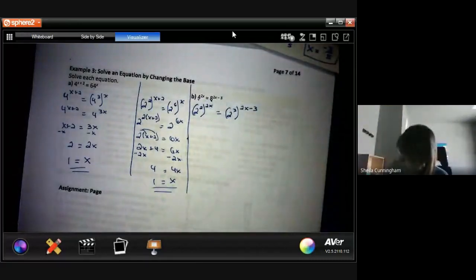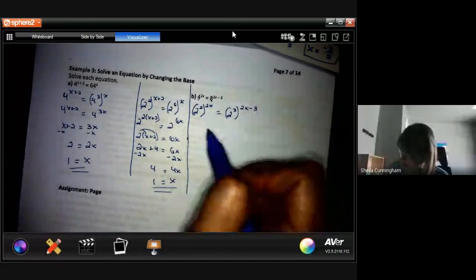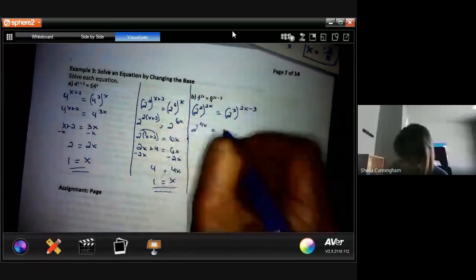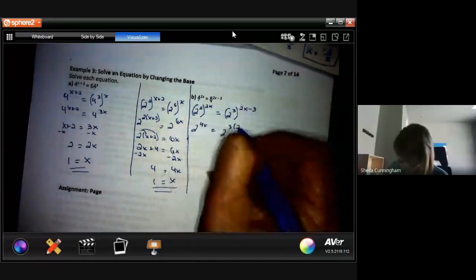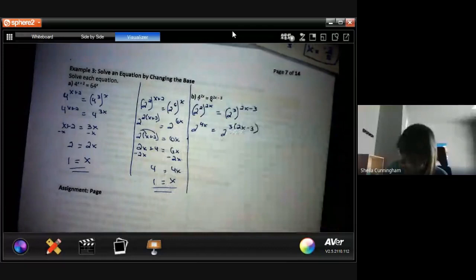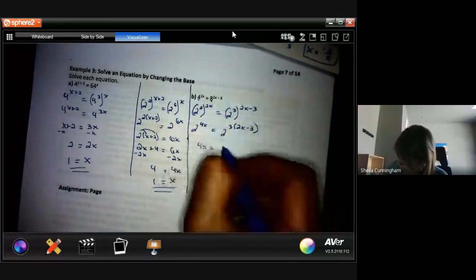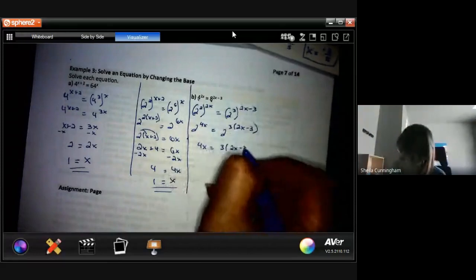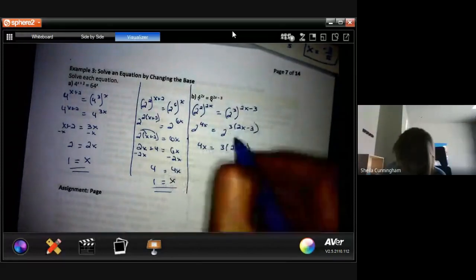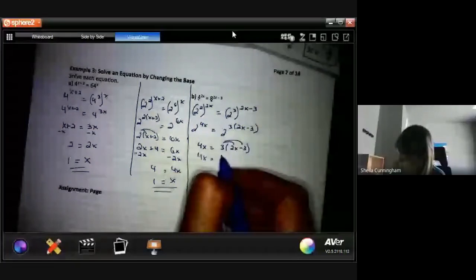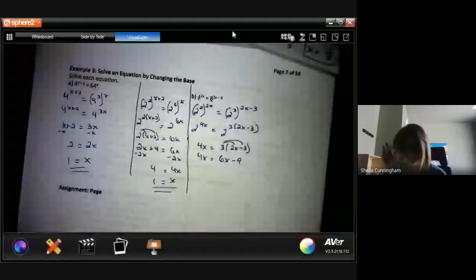So same thing as before. I'm still using the power to a power rule. I can rewrite this, and then take those exponents and set them equal to each other, and distribute through. And then my last step here is to solve for x.